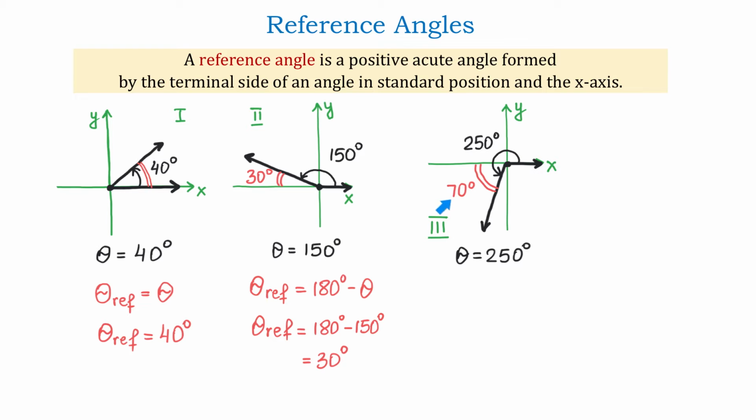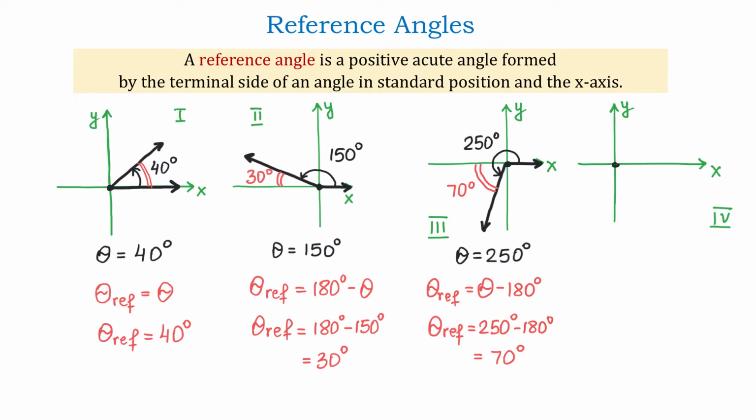Notice that to find this angle, we take 250 degrees and we subtract 180 degrees. So in quadrant 3, the reference angle equals angle theta minus 180 degrees. In this case, the reference angle equals 250 degrees minus 180 degrees, which makes 70 degrees. And now let's see how we can find the reference angle in quadrant 4. Let angle theta be 300 degrees. So the terminal side now is in quadrant 4.